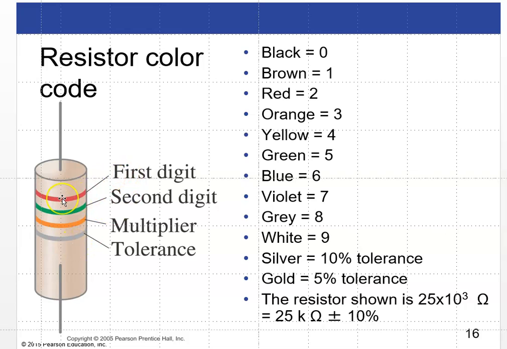The first band is the first digit. The second digit is the second band. The third digit is the multiplier. The last band is the tolerance. So this one, if you look here, here's the color code. The first digit, that's red, that's a 2. The second digit is green, so that's a 25. The third digit is a multiplier, that means there are 3 zeros after that 25. So this is a 25 kilo ohm resistor and has a tolerance of plus or minus 10%.